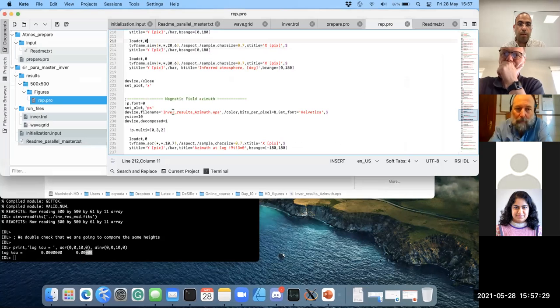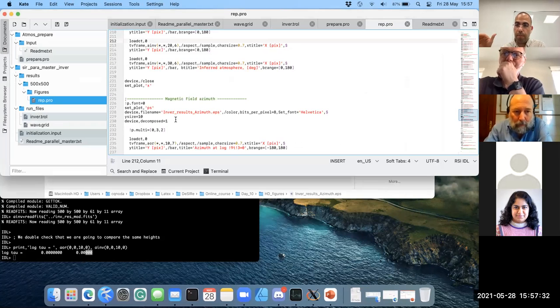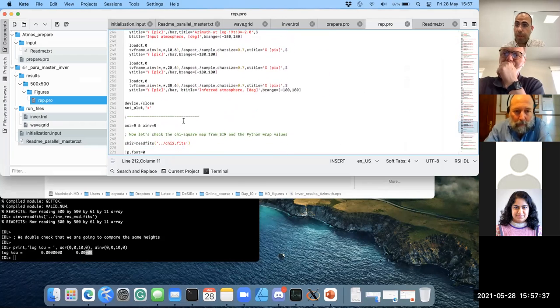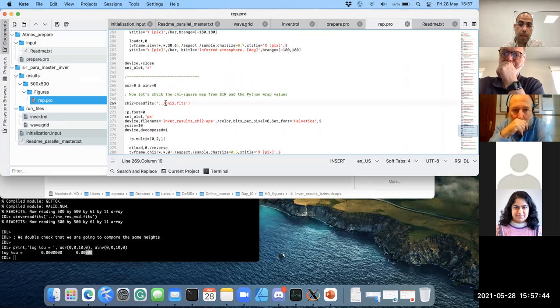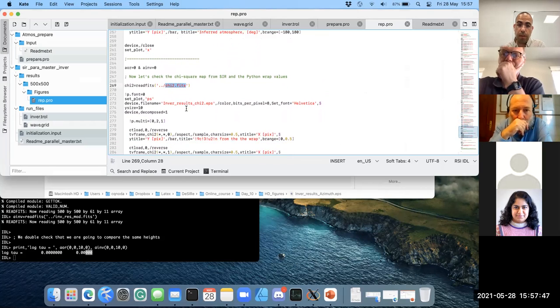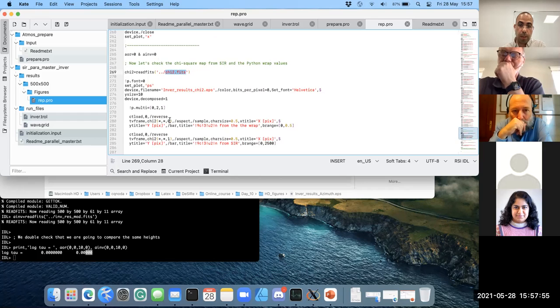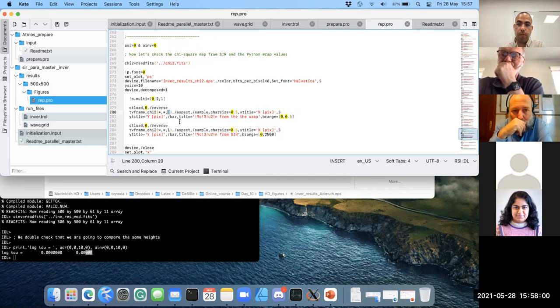Okay, so this is more or less how I ran one inversion and said, okay, let's check if things are reasonable, comparing the atmospheric parameters. But now we have extra things that the parallel graph says. The first one is the chi-square value. So this is xy, the field of view, times 2. The first one is the one that we are seeing on the screen, the chi-square that we're using for the threshold. And the second one is the one that SER is computing.